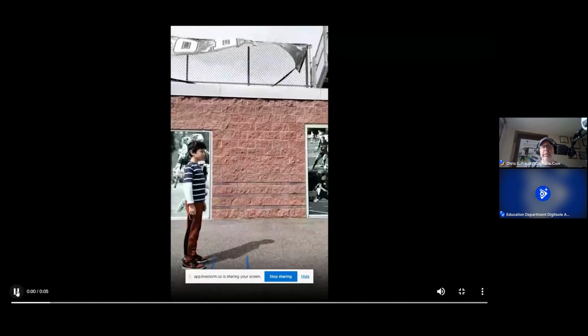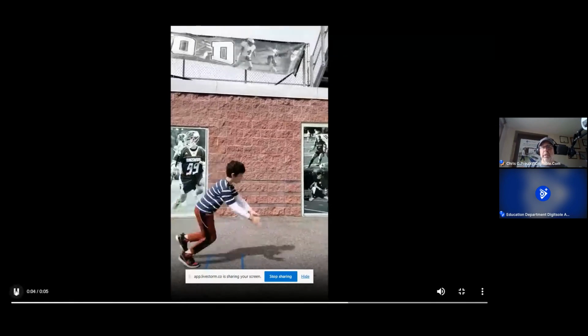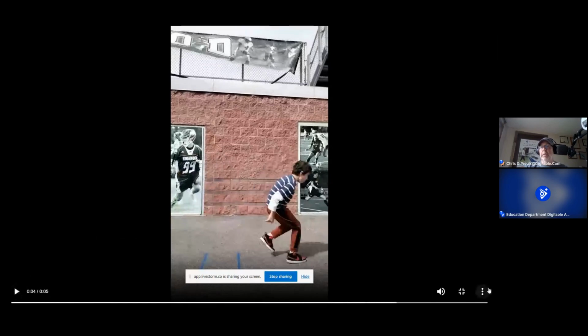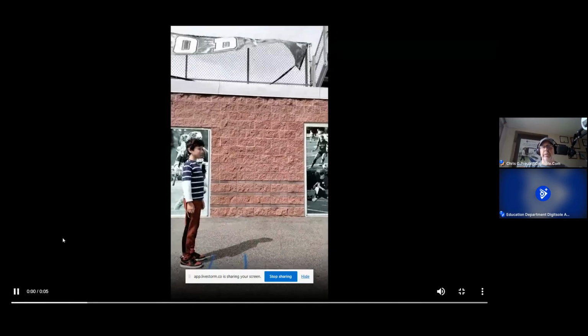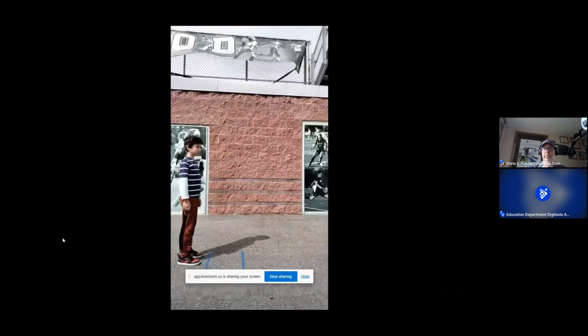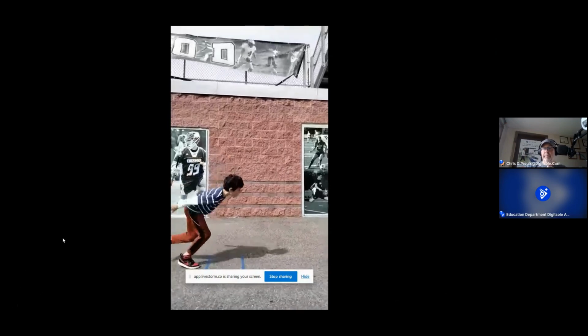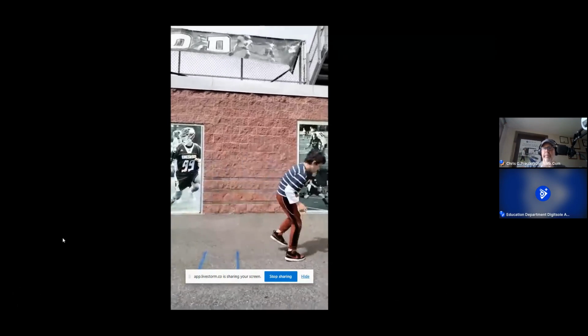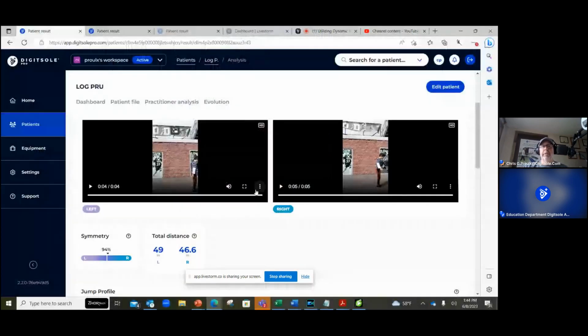So this is the right, and actually I'm gonna change the playback speed to 0.5 so you can actually see this. But just make note, what does it look like when he's landing? So this is his right foot. So he sticks that pretty good. Now let's look at his left.